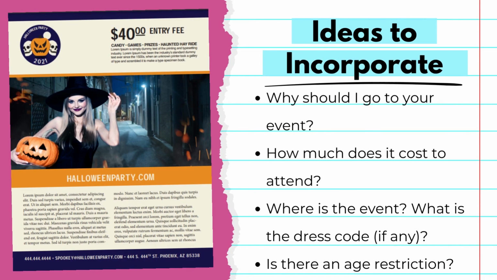Here are some ideas to incorporate. Why should I go to your event? How much does it cost to attend? Where is the event? What is the dress code, if any? And are there any age restrictions? Here's an example of the promotional flyer that Cameron made from the tutorial in this course. So this is his week 4 promotional flyer.